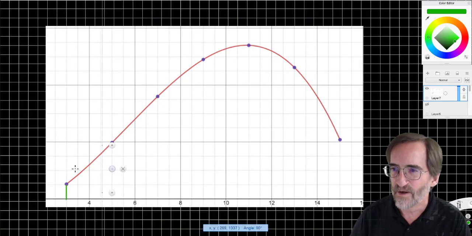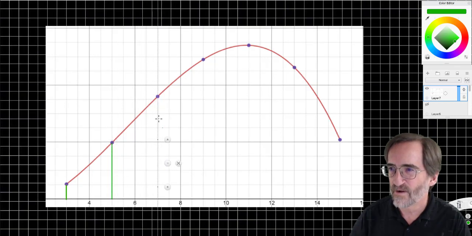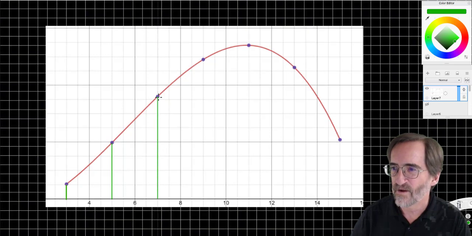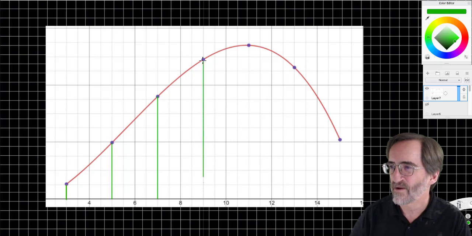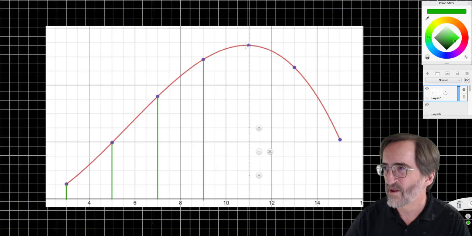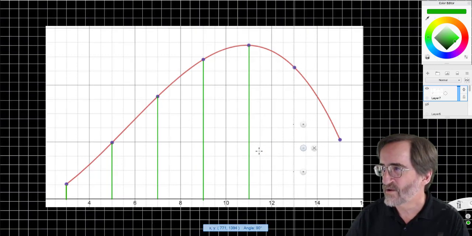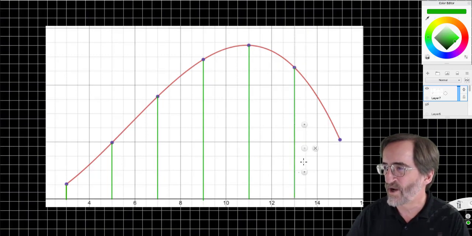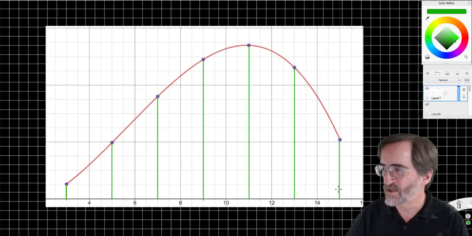Okay, all right, and here, and here, and here. And here, and I'm going to sketch on this here in just a moment, talking about the right rectangular method. And I also want to talk about over and under approximations.